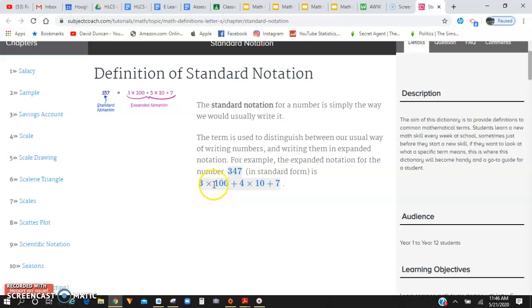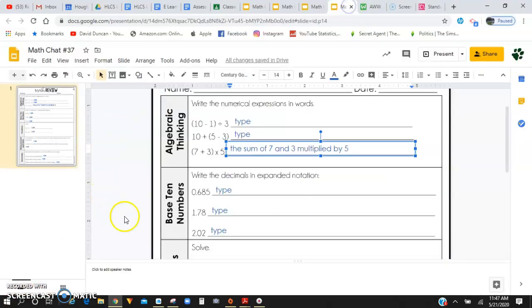So for example, 347, I'm going to write it as 3 times 100 because my place value of 100 is 300. So I have 300 plus 4 is in my tens place value. So 4 times 10 to represent that 40 plus 7. I could do 7 times 1 if I wanted, since 7 is in the ones place. I could, but I don't have to because 7 times 1 is just 7. So make sure that you are writing these out in expanded notation.